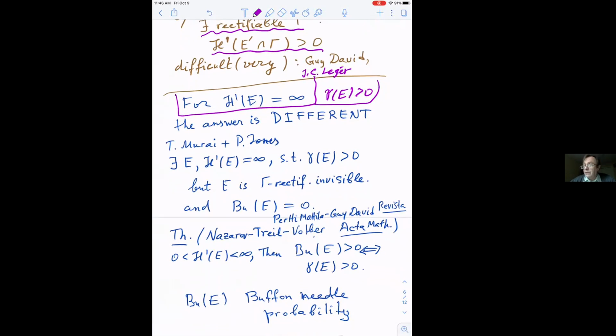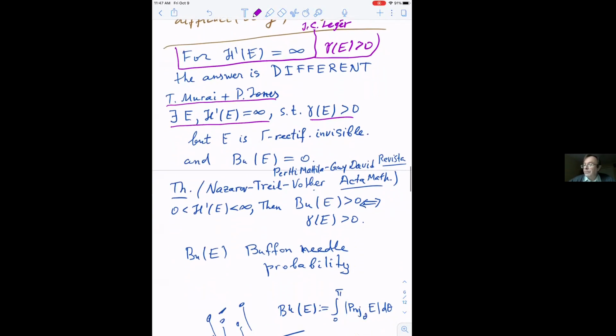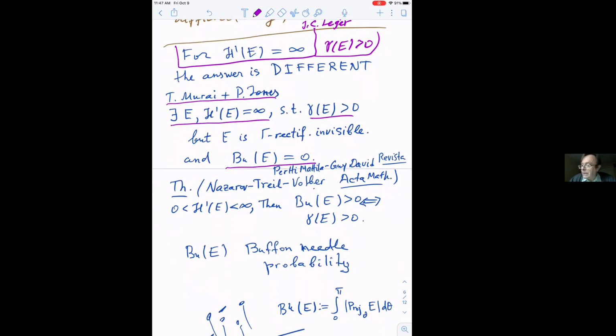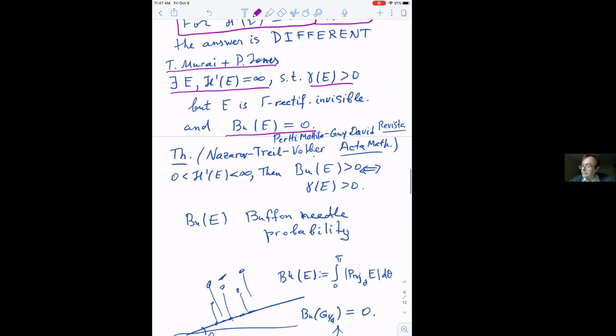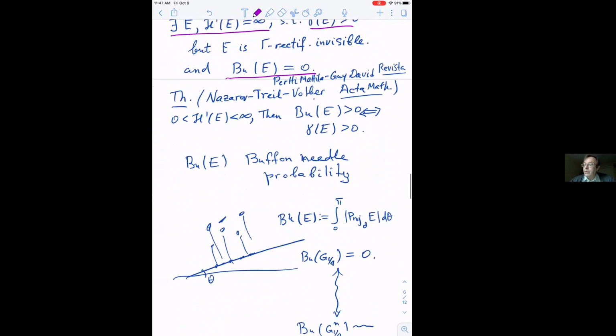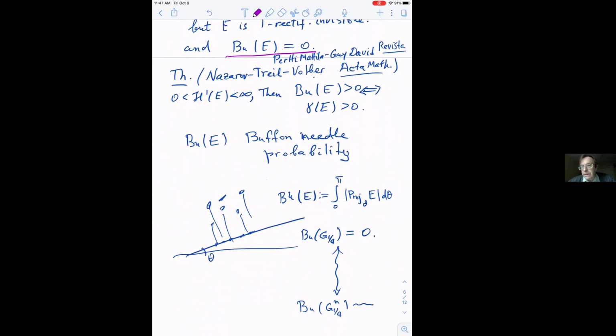But the answer is definitely very different because there is a counterexample. There's an example of Peter Jones and Takafumi Murai, which proves that there exists a compact set with infinite length, non-removable, but such that for any rectifiable curve the intersection is 0. It's invisible for rectifiable curves. So it also has this property, BU equals 0. Let me explain what BU is. BU stands for Buffon needle probability.